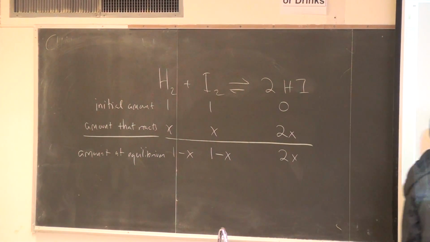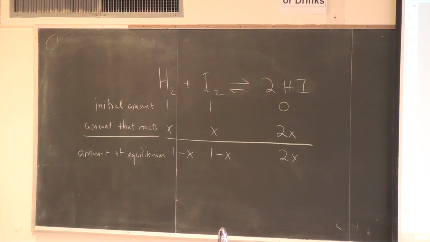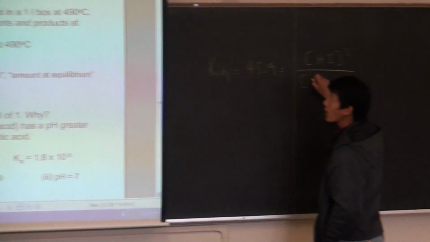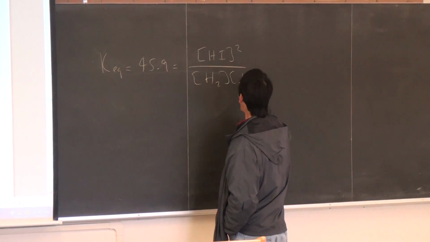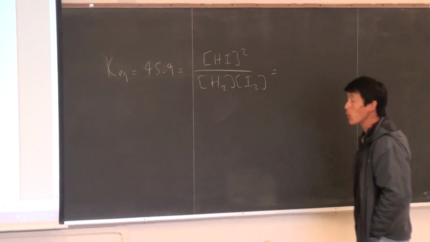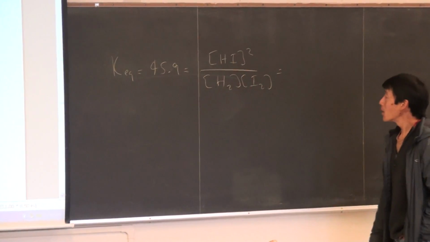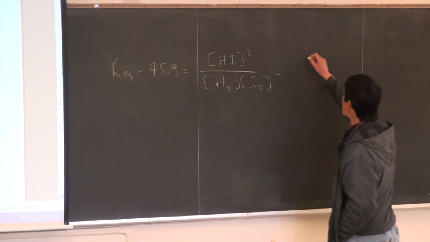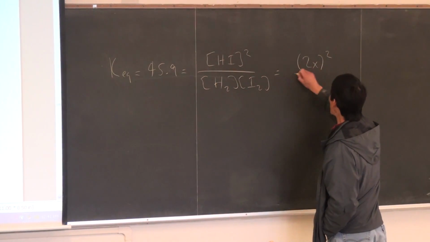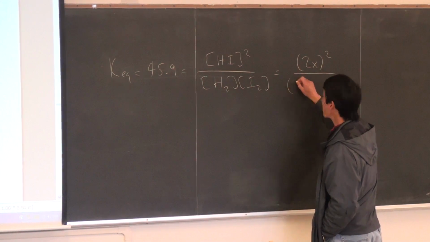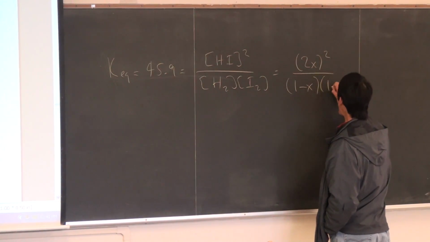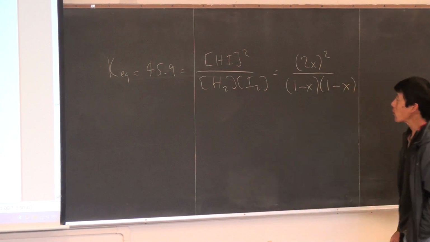Okay, so now we can set up our equilibrium constant expression. So K, which equals 45.9, is going to equal HI squared divided by H2 times I2. So now we'll plug in our equilibrium concentrations into this equation. For HI, that's going to be 2x squared. And then for H2, that's going to be 1 minus x. And for I2, it's going to be 1 minus x. And all that's going to equal 45.9.